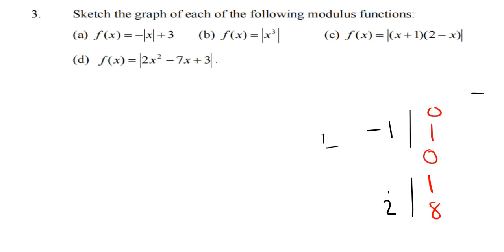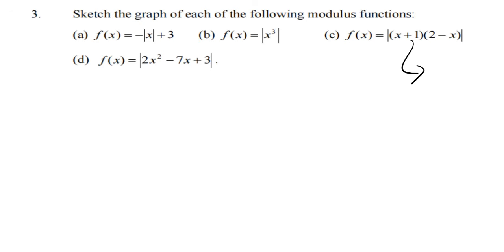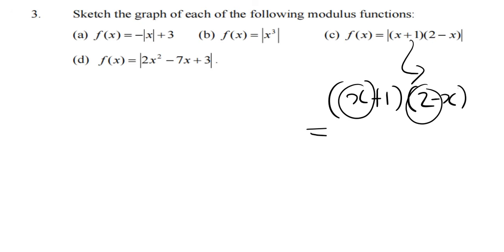Then for C, it is the same thing, but we're just supposed to first expand what we have there in the brackets. Alright, so we've got x plus 1 multiplying with 2 minus x. Then we have a modulus outside. So I'm going to ignore the modulus for now. I'm just going to solve it as if it's just a normal quadratic. So in this case, when I expand x multiplied by 2, that will give me 2x. X multiplied by negative x, I'm going to have negative x squared. Then 1, when it multiplies with everything, I'm going to have 2 minus x.